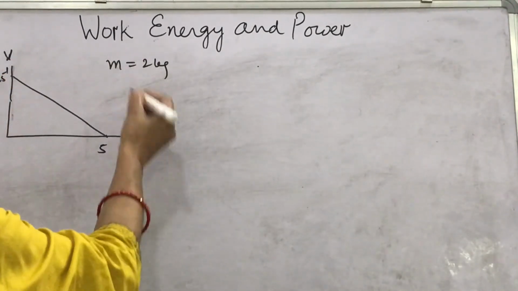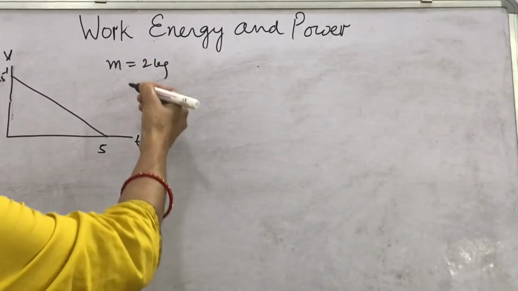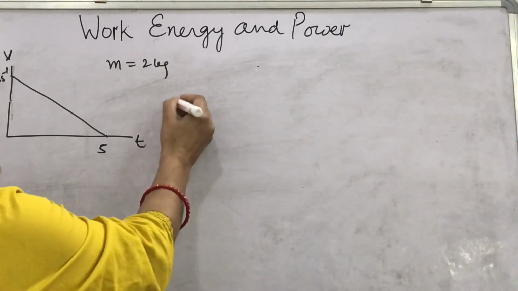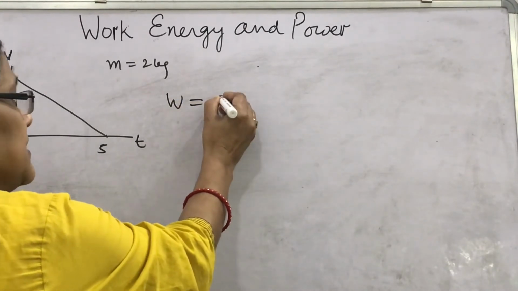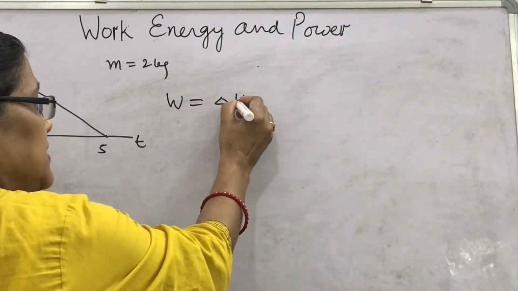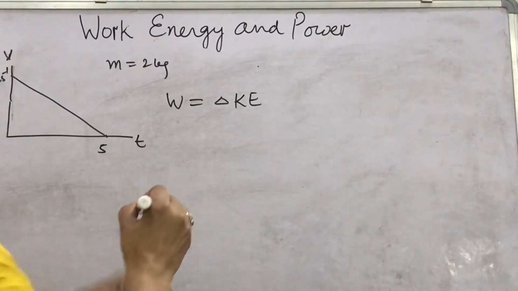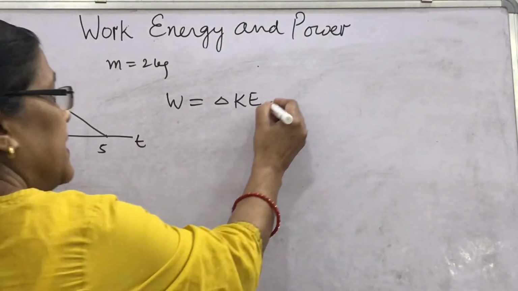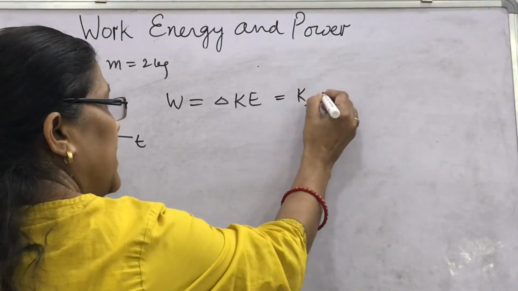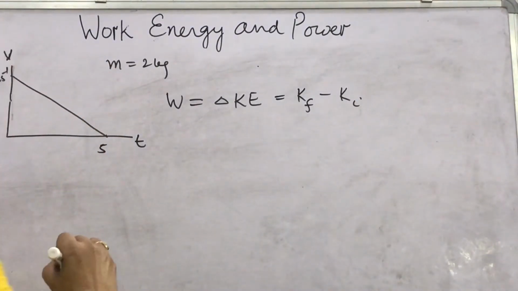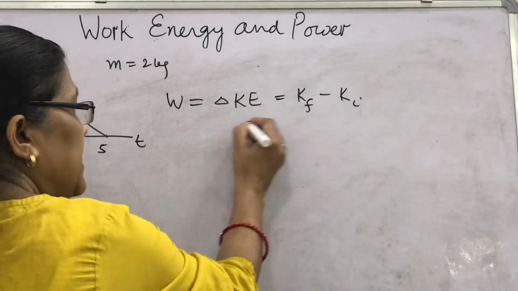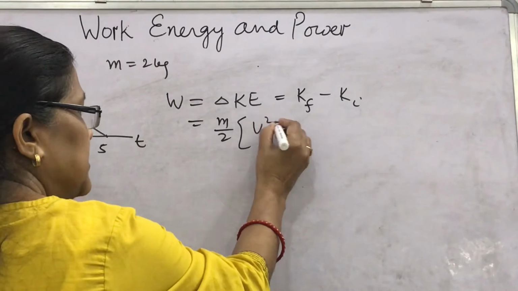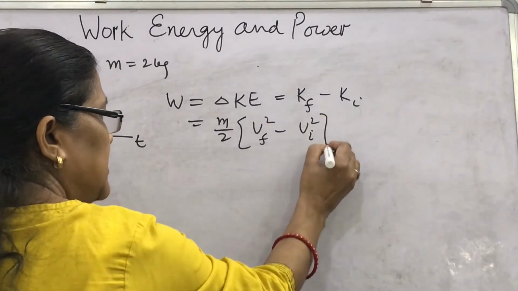Use this graph to find the work done when the mass of the object is 2 kg. Now how will you find the work done? As we have discussed, what is the work energy theorem? Work done by all the forces is equal to change in kinetic energy, and change in kinetic energy means kinetic energy final minus kinetic energy initial. What is kinetic energy? m by 2 v squared, so it is m by 2 times v final squared minus v initial squared.